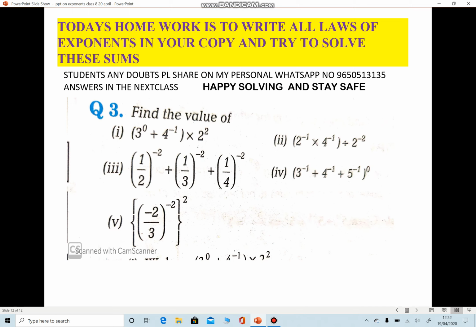So children, today it's a very simple thing. What we have today revised is just the work which you have already done in class 7, that is the laws. But I have just introduced you to a negative power concept, which I am going to take up in the next class in detail.